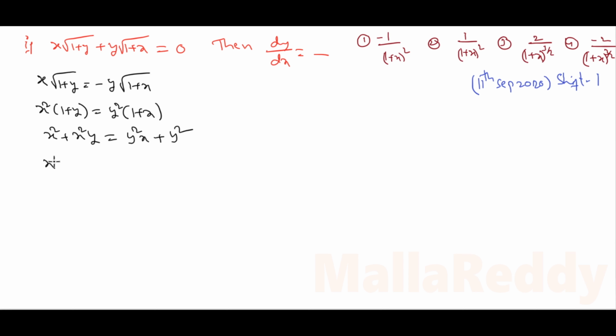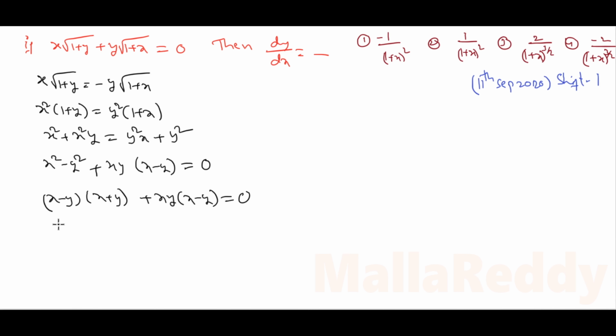So take this side, that is x square minus y square. From these two xy is taken common, that is x minus y is equal to 0. So x square minus y square is written as x minus y into x plus y plus xy into x minus y is equal to 0. Again x minus y common, that is x plus y plus xy is equal to 0. So x minus y is equal to 0. If x minus y is equal to 0, x is equal to y. X is equal to y means this problem is not equal to 0.